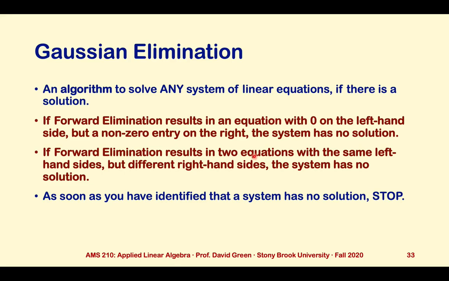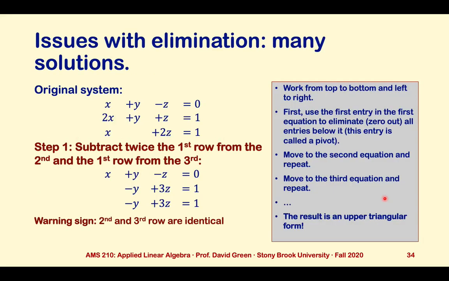We can catch this earlier in some cases. If forward elimination ever results in two equations that have the same left-hand sides but different right-hand sides, the system has no solution. If you reach either of these two states, you have identified that the system has no solution, you can stop the process of Gaussian elimination. There is no point in moving forward because there is not a solution to the system. All right. There's a case of no solution.